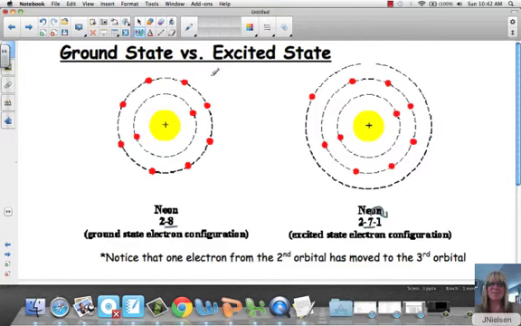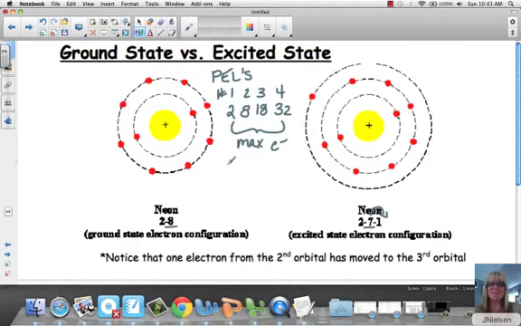Remember, we talked about that there are 7 principal energy levels, PELs, and they're numbered 1, 2, 3, 4, 5, 6, 7, because each period, each horizontal row, represents a principal energy level being added. Now the first principal energy level can only hold a max of 2 electrons, the second can hold a max of 8, the third 18, and the fourth 32.